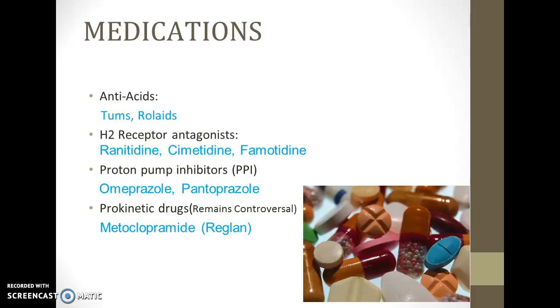Therefore, in theory, if it is stimulating the bowel's movements, then you have less of a chance of the material in the stomach re-entering the esophagus.